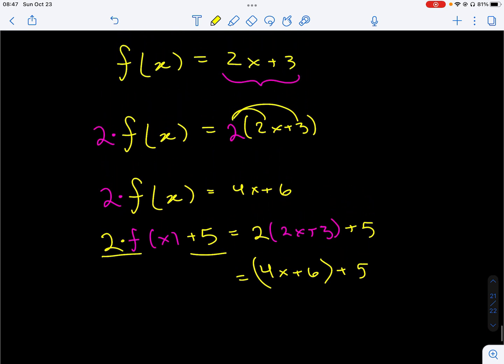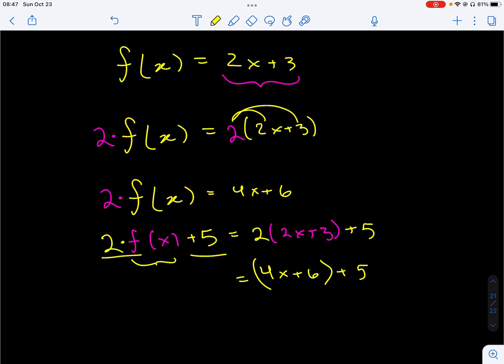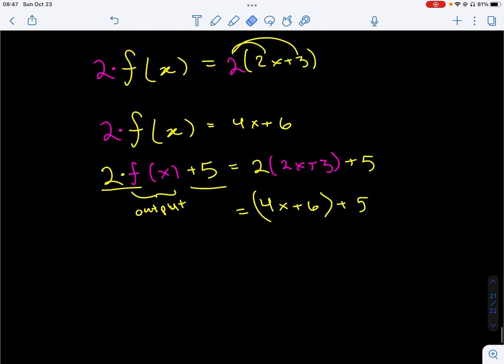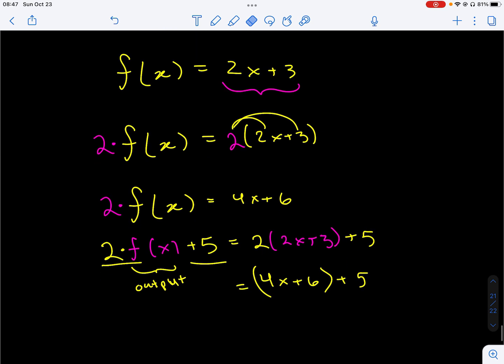So that's kind of modifying the outputs, and you keep track that, hey, this is my initial output, and I am then continuing to modify the output by multiplying by 2 or adding 5. And that's pretty cool. However, there's another thing that we can modify, which has great benefits for function notation in terms of representation.